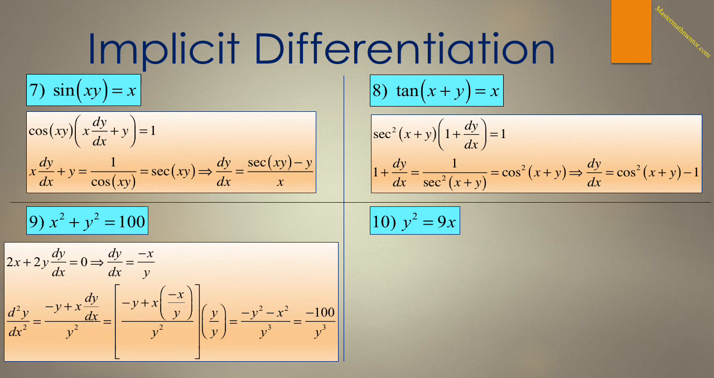This is a complex fraction, so we must multiply top and bottom by y over y. And we're left with negative y squared minus x squared over y cubed. However, since x squared plus y squared equals 100, negative y squared minus x squared is negative 100, and our second derivative is negative 100 over y cubed.